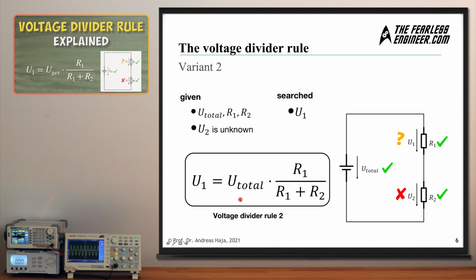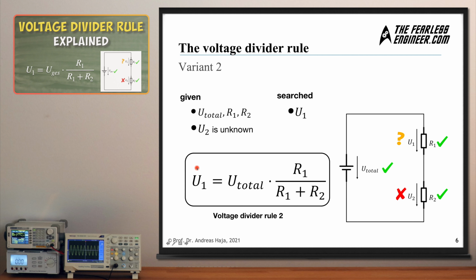Now in the second variant, we still have the same circuit here, but with a major difference, because now we do not have the voltage drop across the second component here. U2 is not given to us, but we now have the total voltage provided by the source. And for this variant of the circuit, we can apply this equation here.